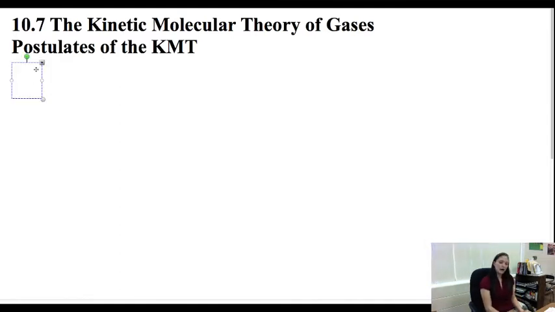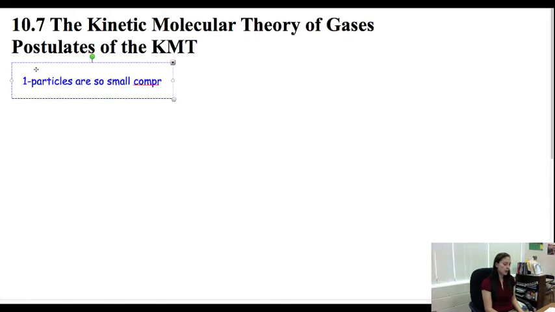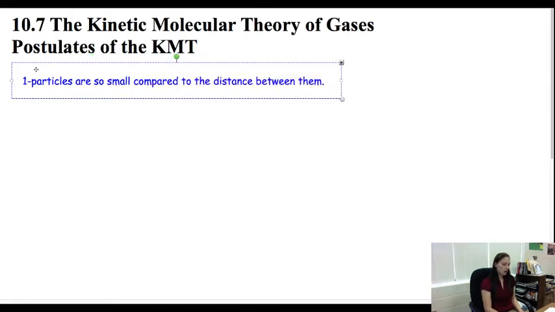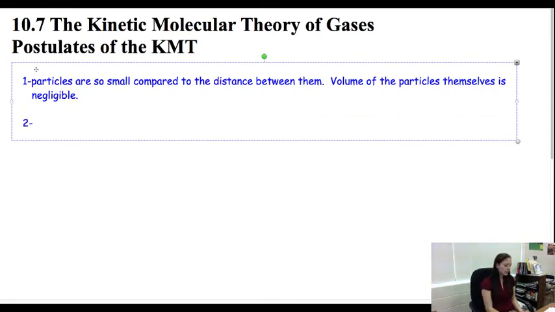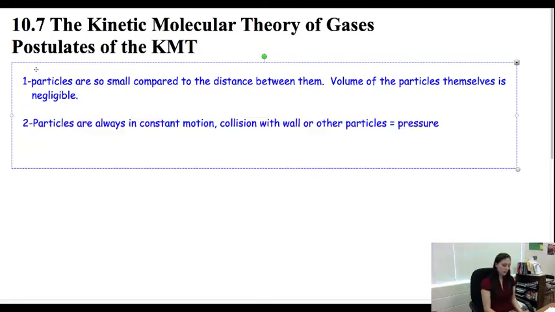Alright, there are four postulates of the kinetic molecular theory, or KMT. The first one is that particles are so small compared to the distance between them that the volume of particles themselves is negligible. This means that they are so tiny compared to the big space that it takes up that the little bitty space that particle takes up doesn't make any difference. The second one is that particles are all in constant motion, and that collision with the wall is my pressure. The third one is that the particles do not exert a force on each other. There are no attractions or repulsions between particles.